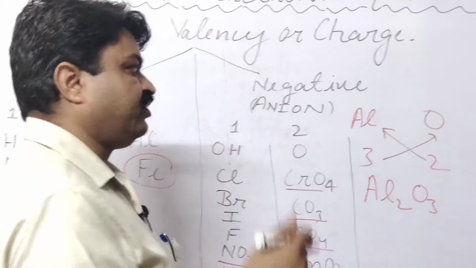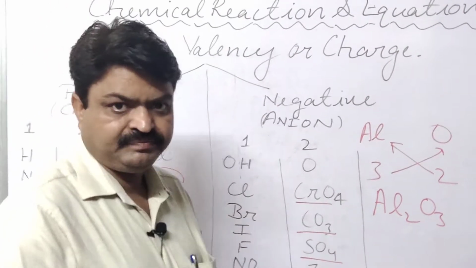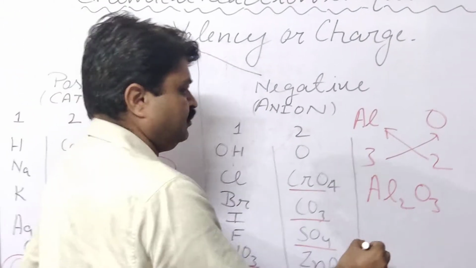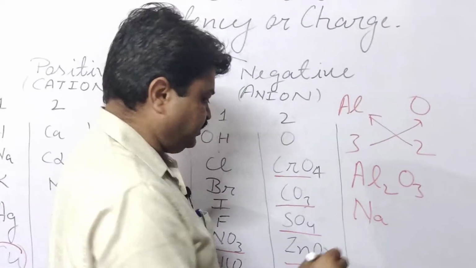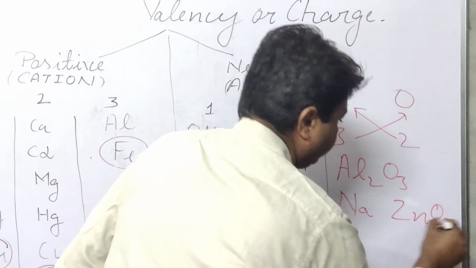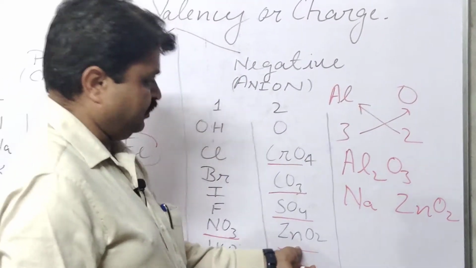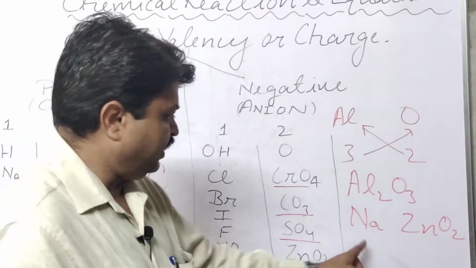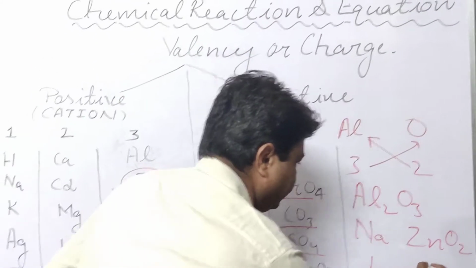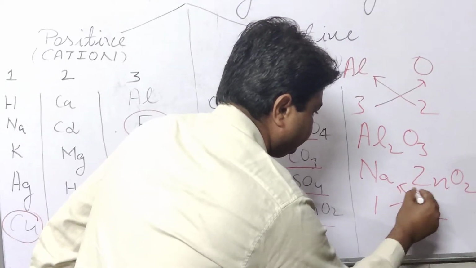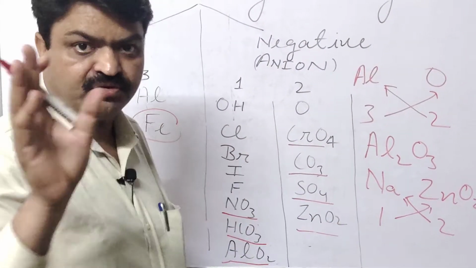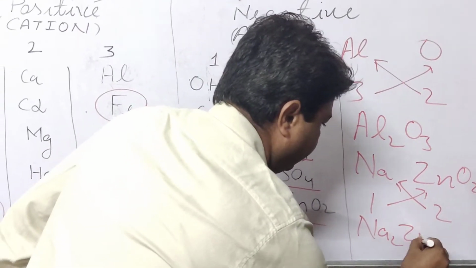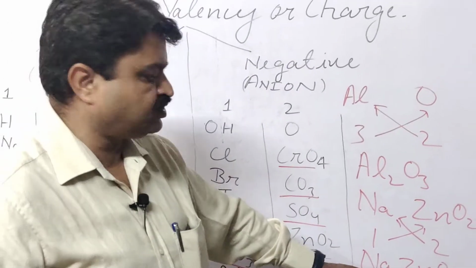Like this, if you want to write the formula of sodium zincate, how will you write that? Sodium and zincate. ZnO2 is the formula of zincate. Here you can see it, zincate, ZnO2. Now Na valency is 1 and zincate valency is 2. Now again we will interchange it. And the formula that we will get for sodium zincate will be Na2ZnO2. So it is the formula of sodium zincate.